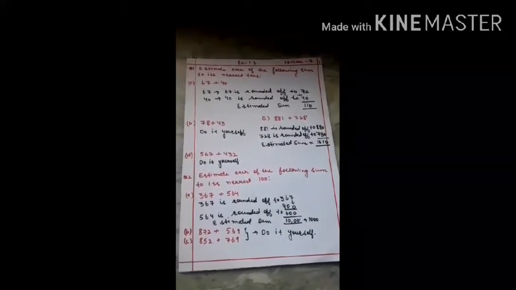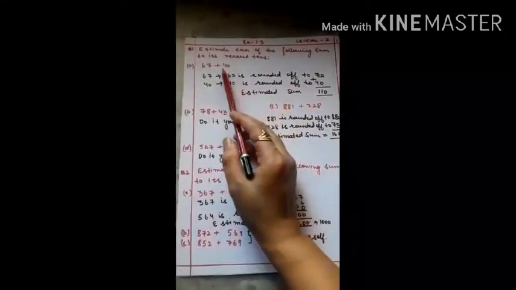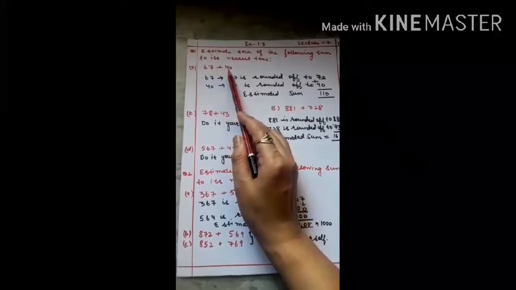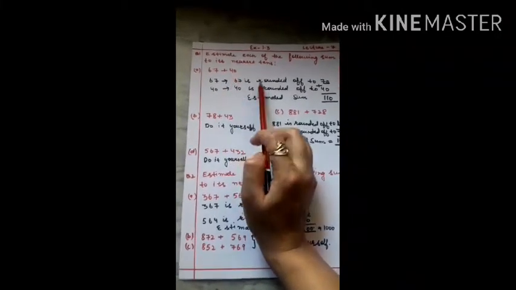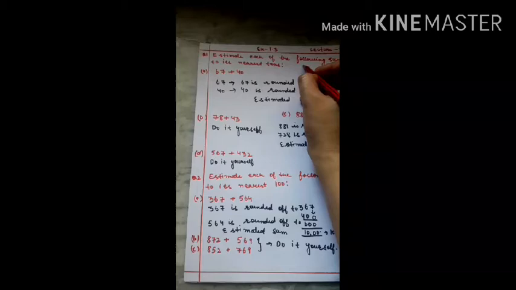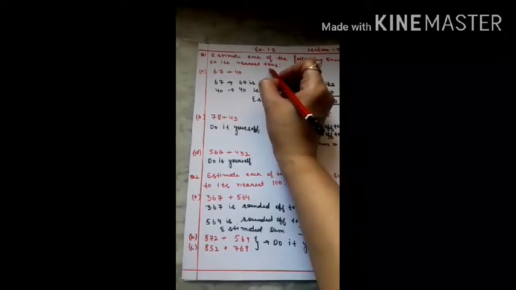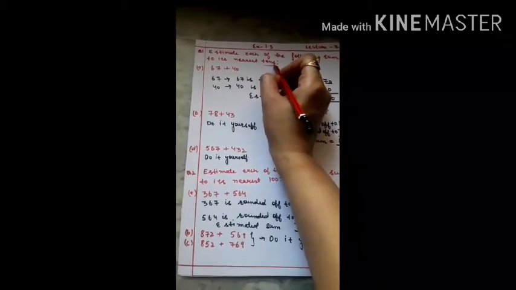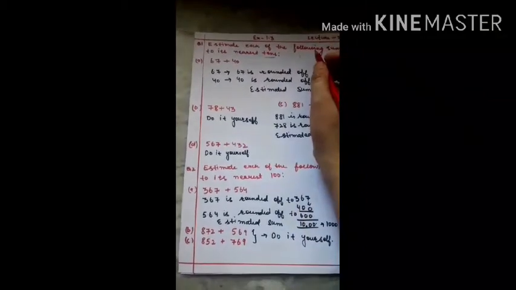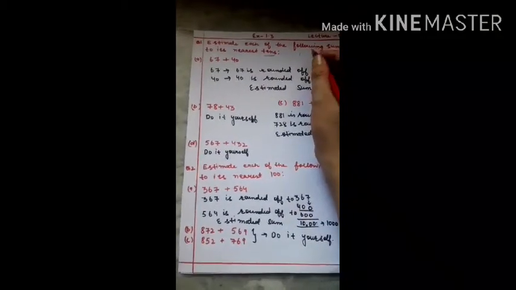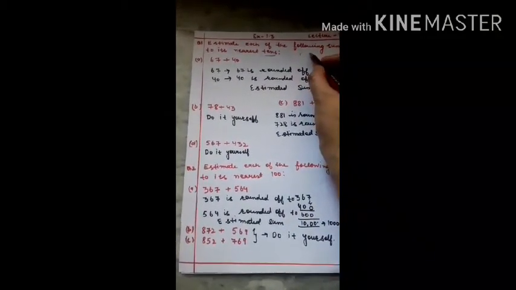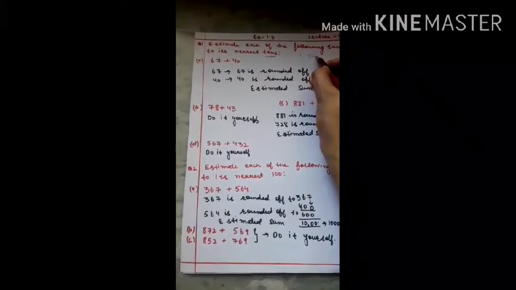Those who are not aware of what rounding off is, I'll tell you. Okay, class, this is 67 plus 40. Now you need to round it off. In case it is asked to round off to the nearest tens, you have to look at the digit at the ones place.